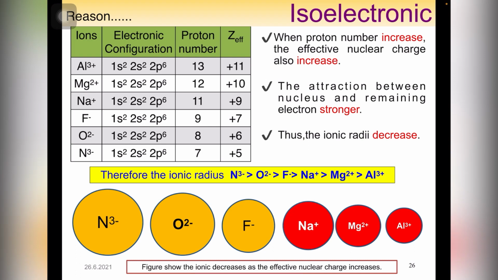So you see that the anions N3-, O2-, and F- are larger compared to the cations Na+, Mg2+, and aluminium 3+. Between the anions, the more negative one has a larger size compared to O2- and F-. And between the cations, the more positive one is smaller compared to Mg2+ and Na+. So this is an isoelectronic species.